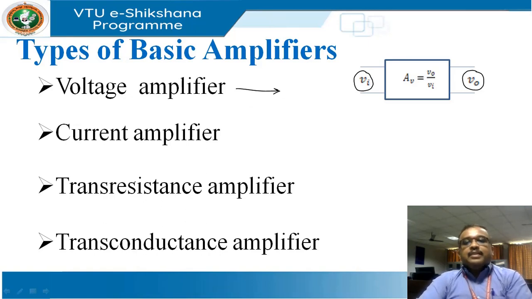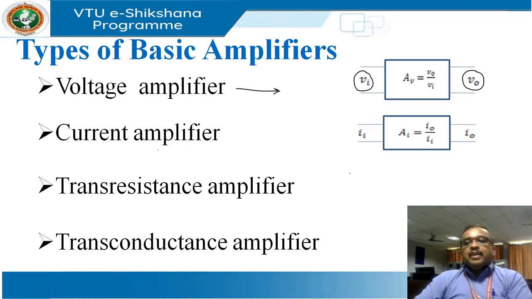Okay. Now let's see the current amplifier. How does it look? A current amplifier looks like this. Very obvious that both the input and output quantities must be current quantities. Why? Because finally, the gain, when I find it, should have only current values, I0 by Ii. So hence the name current amplifier.